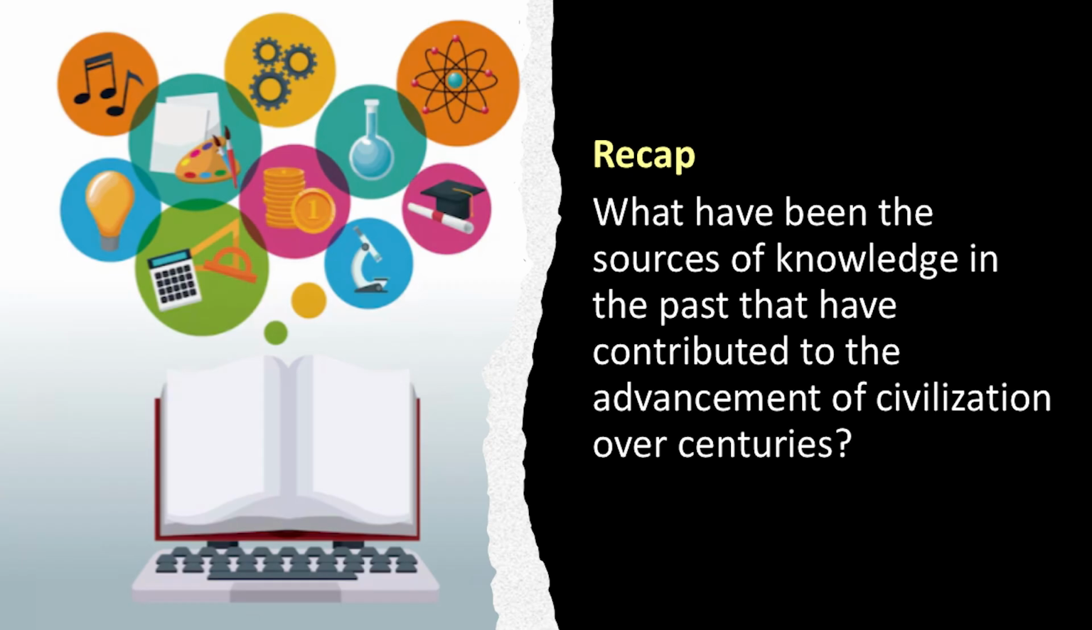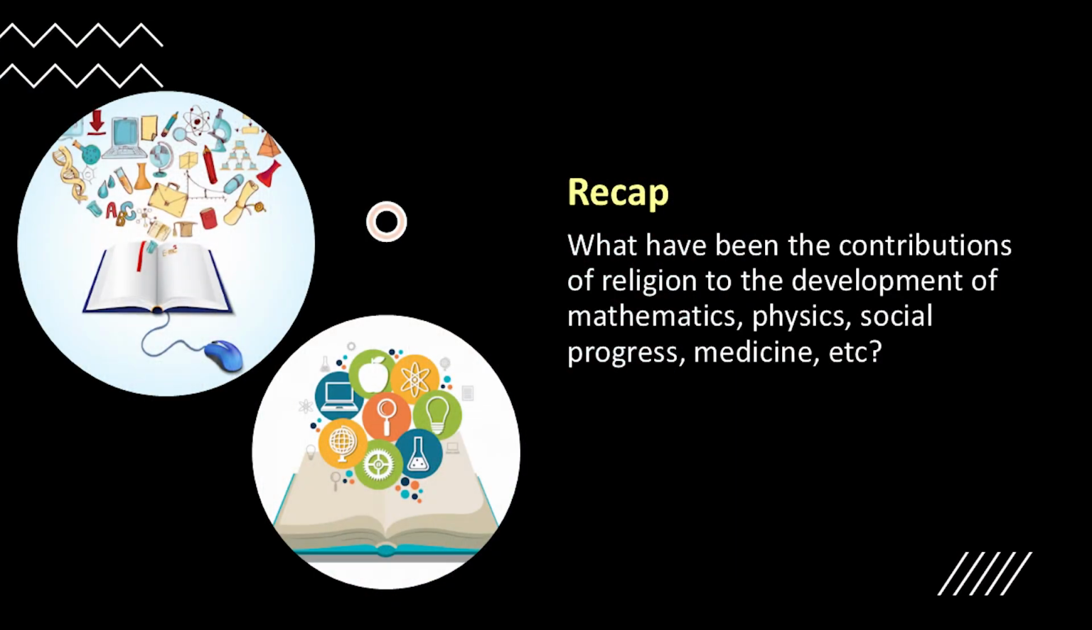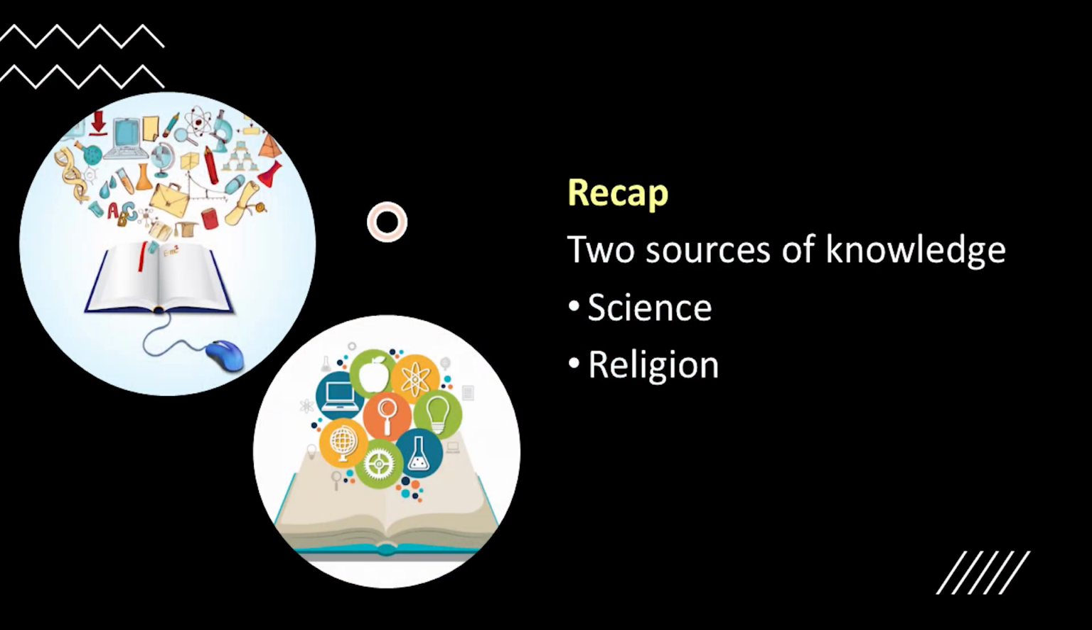As you remember, we discussed what have been the sources of knowledge in the past that have contributed to the advancement of civilization over centuries. We also discussed the contributions of religion to the development of mathematics, of physics, of social progress, medicines, and other things. So we discussed that two sources of knowledge have been both science and religion, as essentially the definition of both of them in real sense is very similar, because both of them talk about the essential relationships emanating from the realities of things.